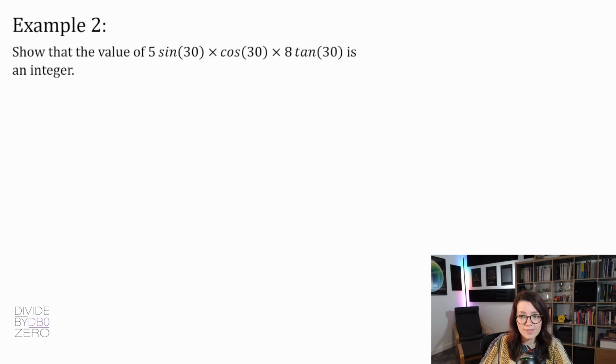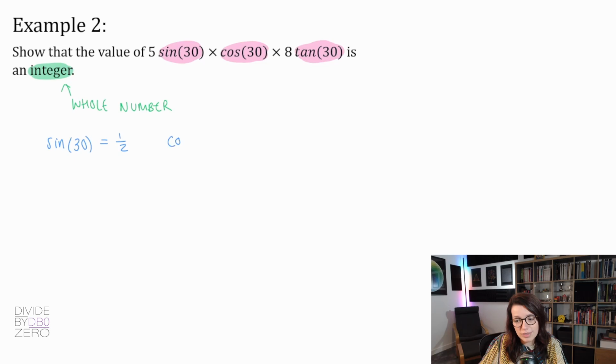Example 2. Show that the value of 5 sine 30 times cos 30 times 8 tan 30 is an integer. Remember, an integer is just a whole number. Okay, so it looks like we need to use our values of sine 30, cos 30, and tan 30. So either from memory or from writing down the table of values earlier in the exam or just before this question, we now know that sine 30 equals a half, cos 30 equals root 3 over 2, and tan 30 equals 1 over root 3.